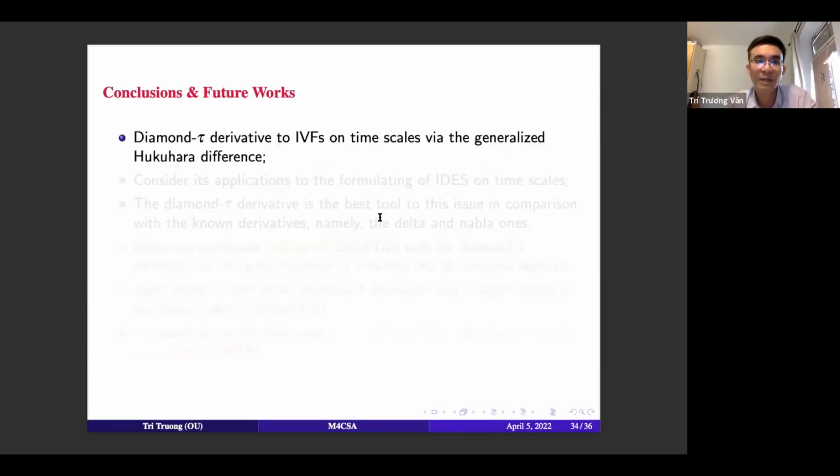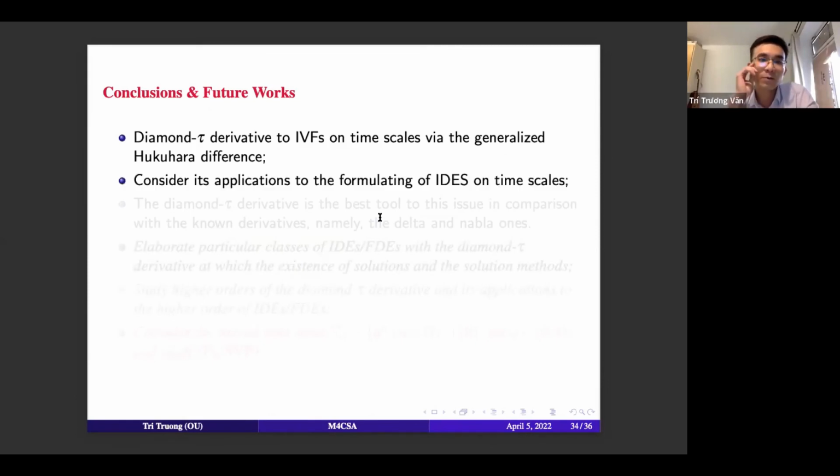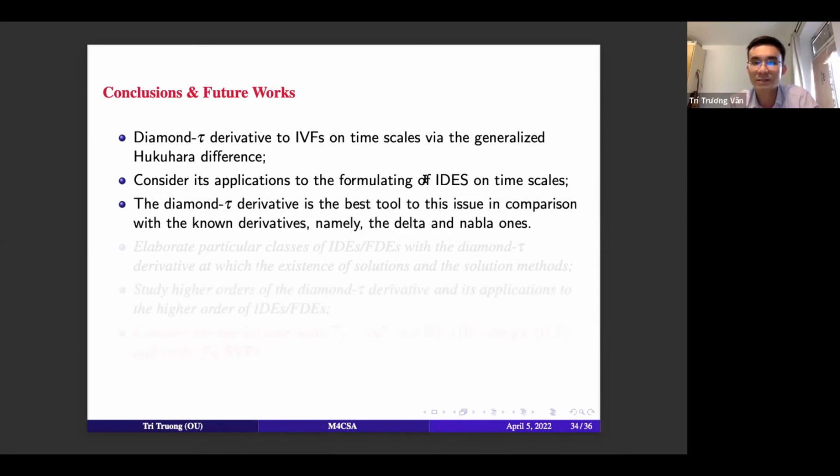So that's all for me. In this talk, I mentioned the diagonal derivative for the interval-valued function via the generalized Hukuhara difference, and we considered its application to formulating the interval differential equation on time scale. And we realize that the diagonal derivative is the best tool for this issue in comparison with the well-known derivatives, namely the delta and the nabla ones.